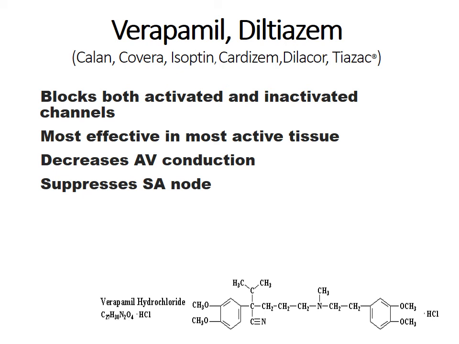So if you were having, say, a reentrant rhythm somewhere in the ectopic foci, say up in the atria, that's more active than the SA or AV node is, then it would actually be a little bit more effective there because that has a more active turnover of calcium. It's going to decrease AV conduction and suppress the SA node as well.